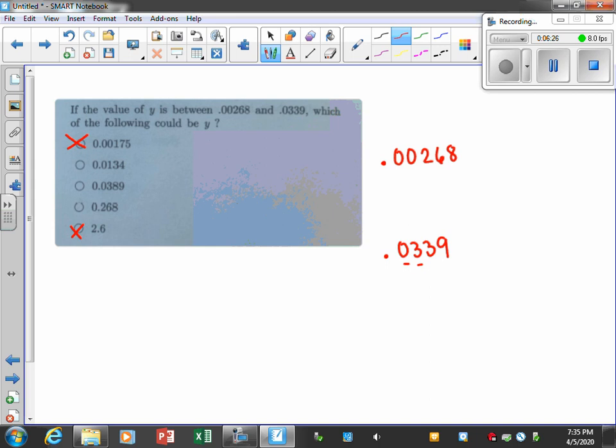C is 0.26. 0.26 is also larger, because this one's 0 first, so the 2 makes it larger. 0.038, that one's larger, so the only one that's left is this one. Basically, you can line up the decimal places and compare.